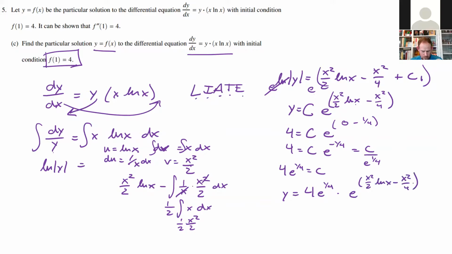I mean, you can bring the 1/4 in here and just say plus 1/4 if you want, but that seems like extra work to me. I'm done. There it is right there. All right.